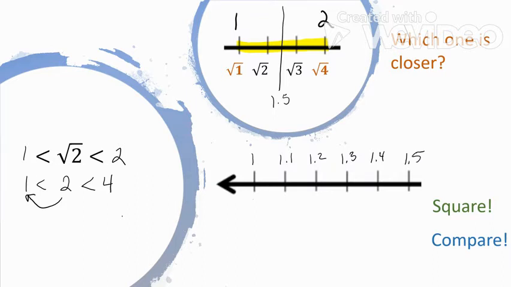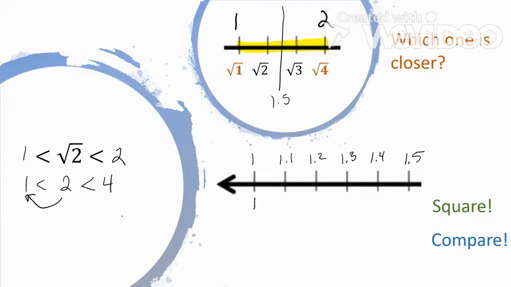And I need to figure out, okay, now which one of those values is the square root of 2 between? But I don't know what the square root of 2 is, so I have to compare the radicand. So I have to compare 2 to the square of all these numbers. So next step is square everything.